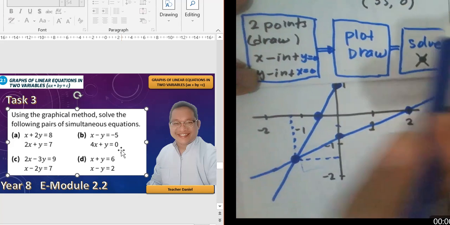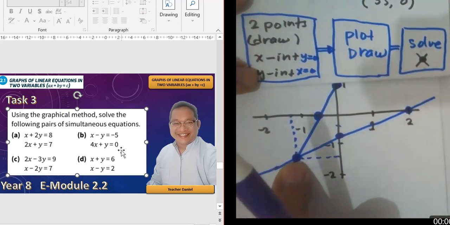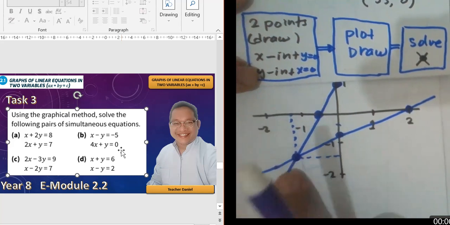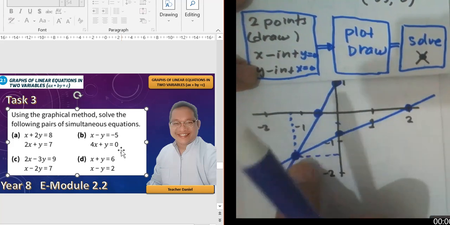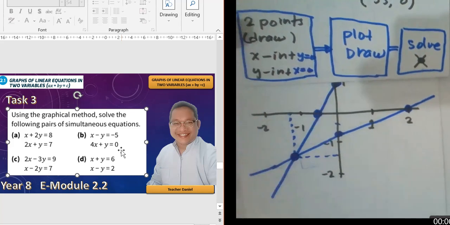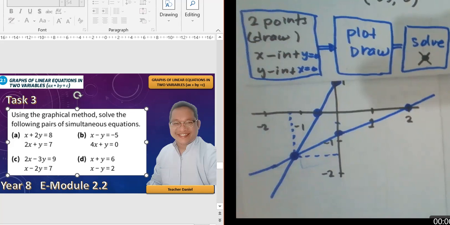Okay? Now, if your answer is not that perfect, for example, like this one, it doesn't matter as long as you can give me the best approximation that you could get. The most important is I will be able to see clearly your solutions. Okay, so please do the task and upload it in our Google Classroom.